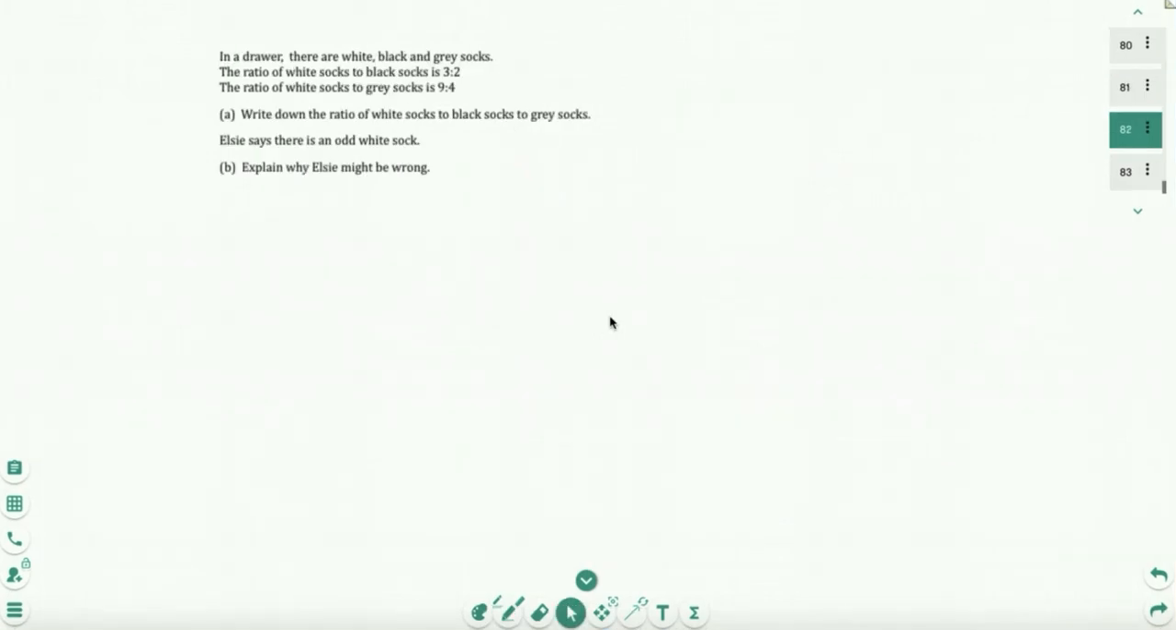Alright guys, a final question. In a drawer there are white, black, and gray socks. The ratio of white socks to black socks is 3 to 2. The ratio of white socks to gray socks is 9 to 4. Write down the ratio of white socks to black socks to gray socks.